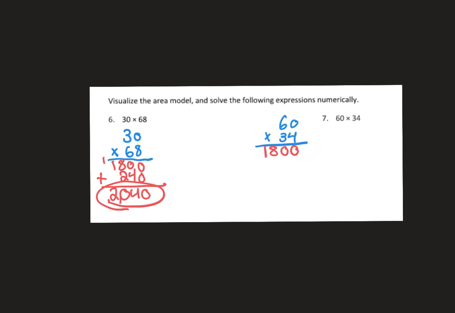1,800. And now we do 60 times 4, which will be 240. So now we have to add these two numbers. 0, 4, 8 plus 2 is 10 again, plus 1 is 2,000. So it looks like both of these equal the same number. So this is a quicker way if you don't want to draw it.